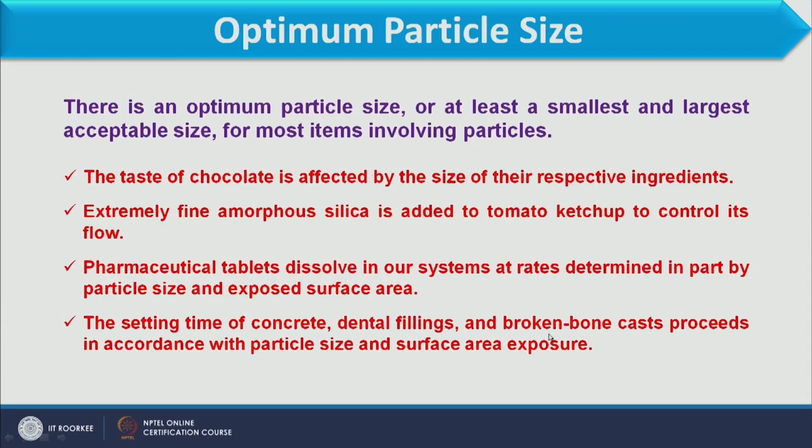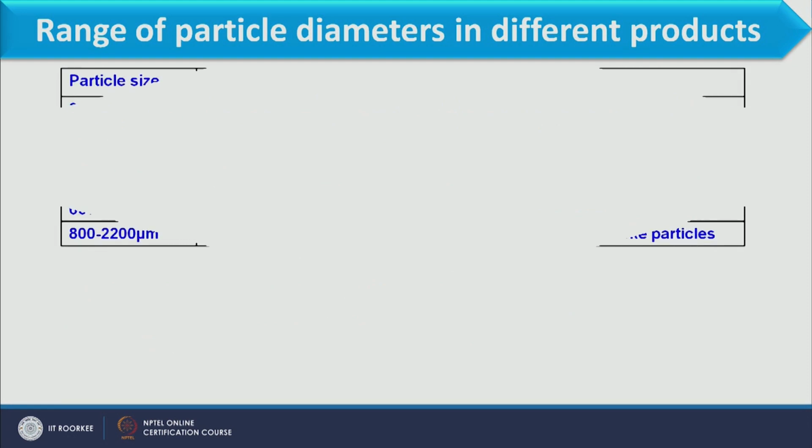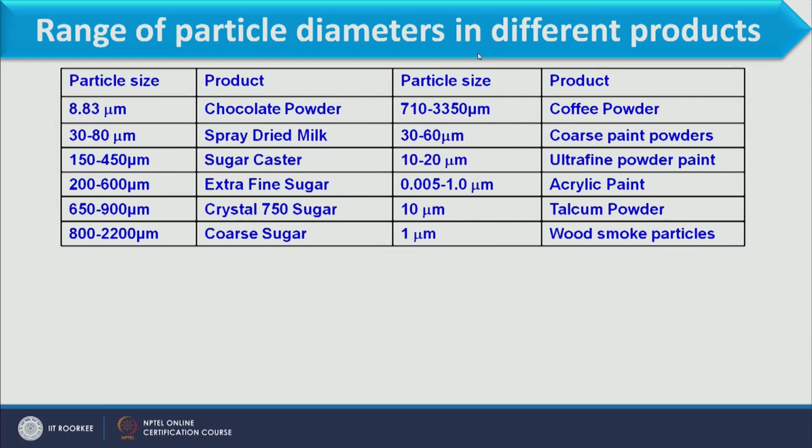And finally, we have the settling time of concrete, dental filling and broken bone casts, which proceeds in accordance with the particle size and surface area exposure. So, all these will depend upon the particle size, the optimum particle size basically. So, in this slide, we have the range of particle diameters in different products. Like if we consider chocolate powder, the optimum particle size is 8.83 micrometer, and similarly for other materials.